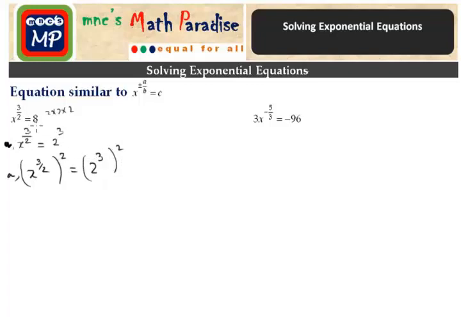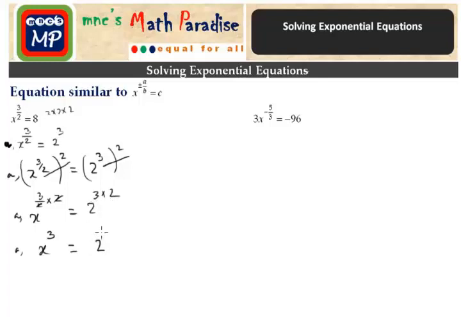So first we represent this value in exponent form, that is index form. Then, to cancel out the denominator of this fractional power, we raise both sides to that same power. What will happen here is that these two powers will multiply. So we get x to the power 3 by 2 times 2 equals 2 to the power 3 times 2. Here the 2 and 2 cancel, so x to the power 3 equals 2 to the power 6.